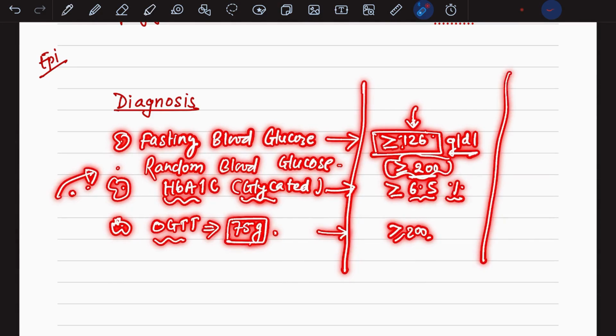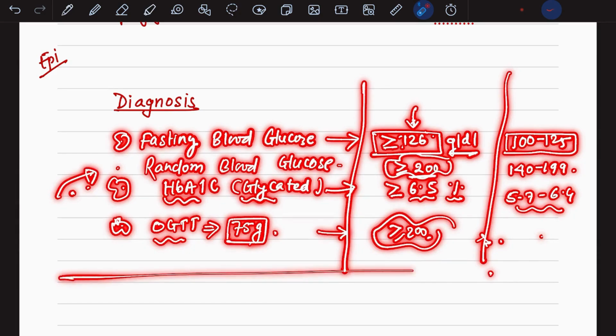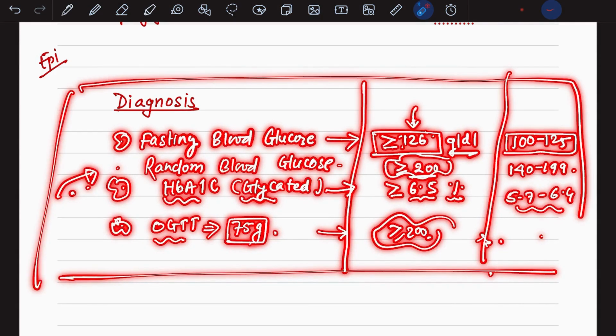So let's say fasting blood glucose came in between 100 to 125, it is pre-diabetic. If the OGTT is between 140 to 199, it's pre-diabetic. And if HbA1c is 5.7 to 6.4, it's pre-diabetic. So this is the diagnosis part that needs to be understood and learned by all medical field students. It's a very common disease, and we can find it very commonly in our society.